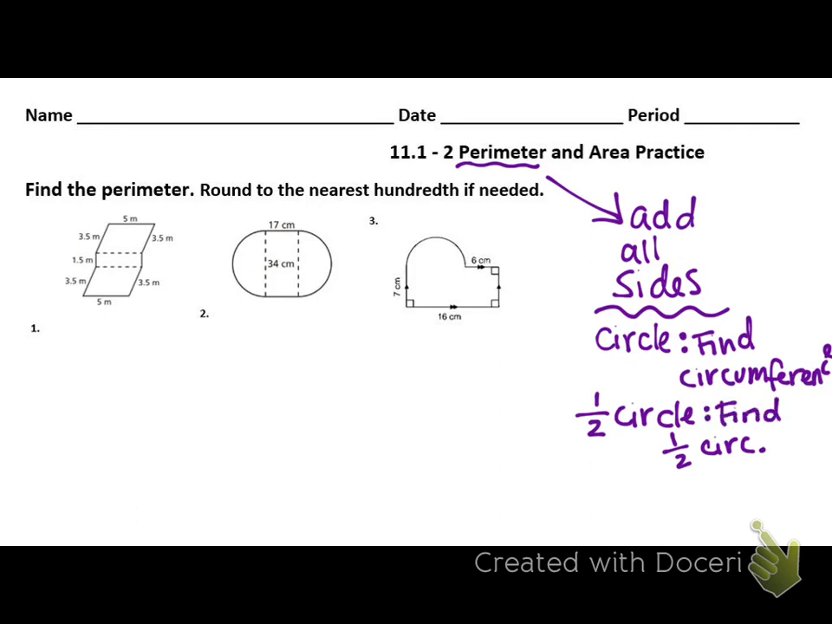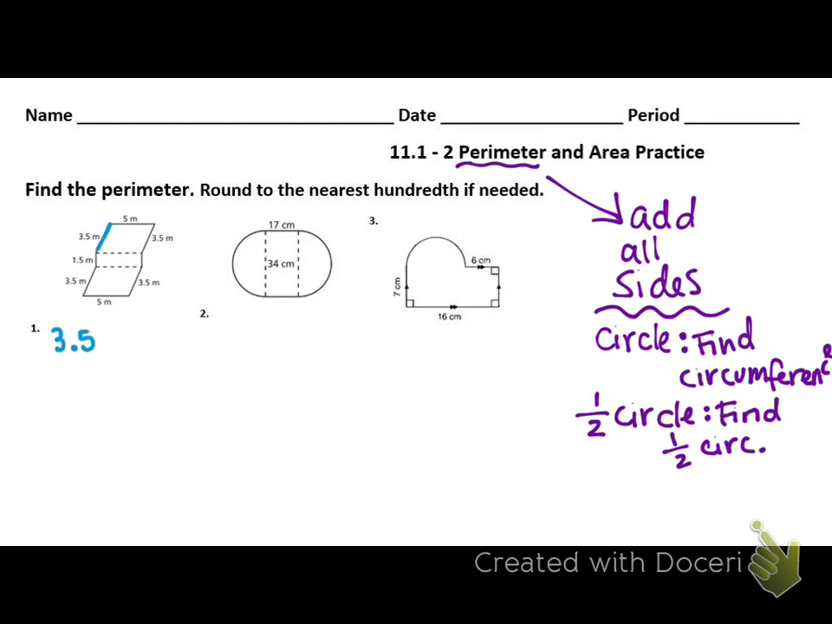Okay? So that's for perimeter, which is this first portion that we're going to be dealing with. We're going to be adding all the sides. If we have a circle, finding the circumference. If we have half of a circle, what we call a semicircle, you'll find the circumference, but then divide it by 2. So this first one has just straight edges, so we're just going to start adding.